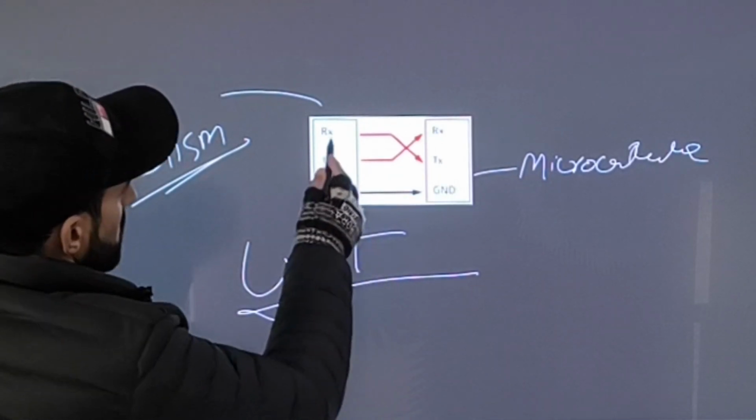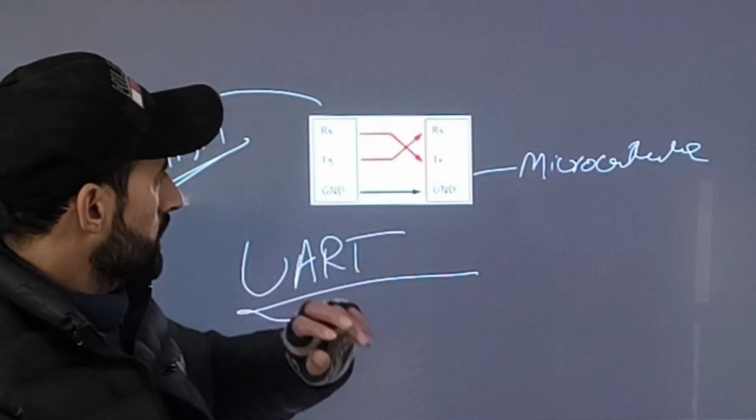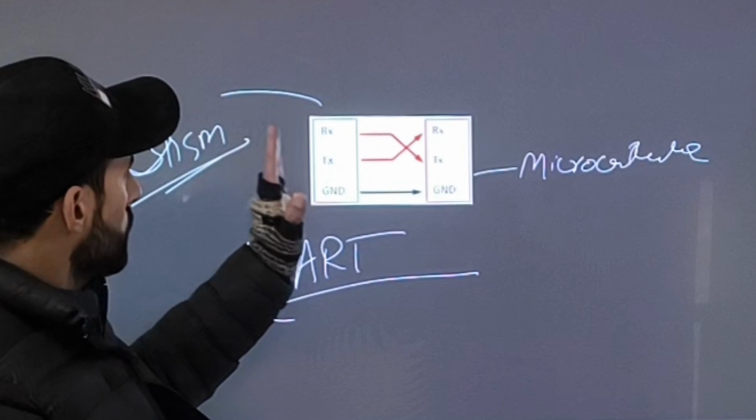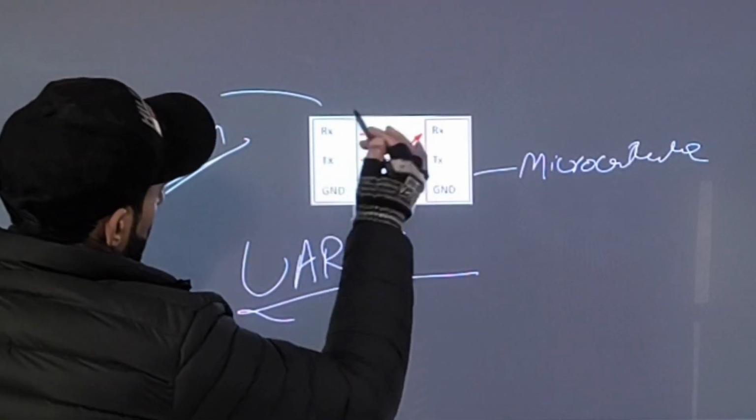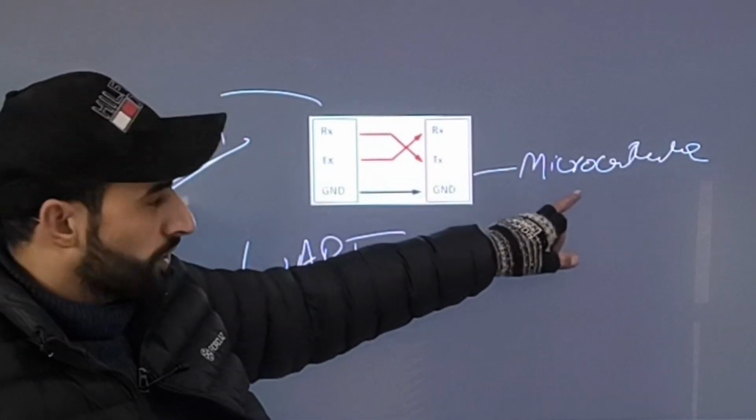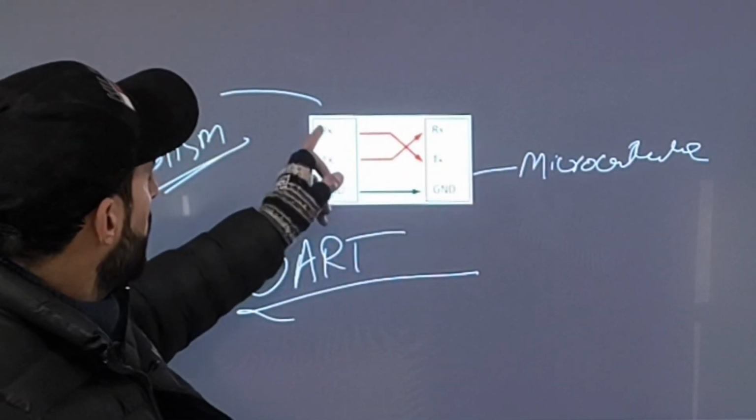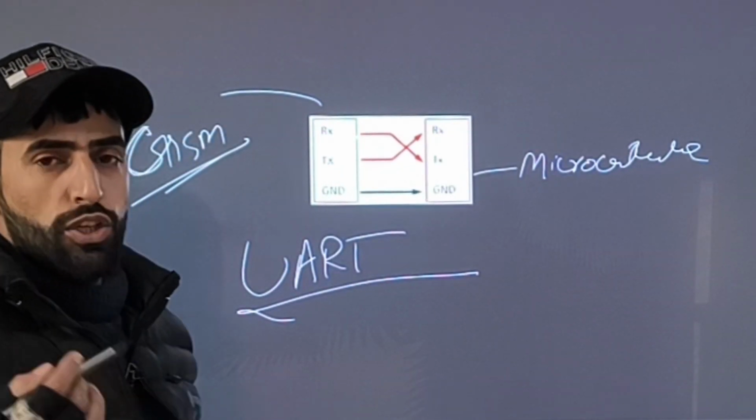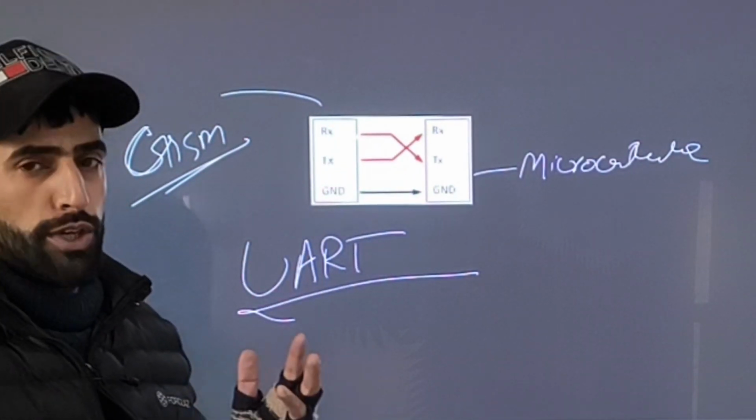Here the RX of the GSM module is connected to the TX of the microcontroller, and the TX of the GSM module is connected to the RX of the microcontroller. It means the GSM module transmits the data and the microcontroller receives the data, and the microcontroller transmits the data and the GSM module receives the data. So that is UART communication. It is a cross connection between your module and the microcontroller.